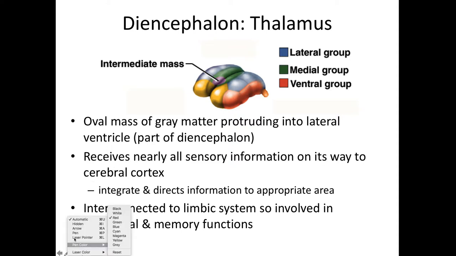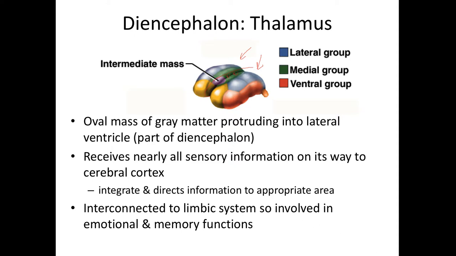So this is an oval mass of gray matter, and there's one on each side, so it is bilateral. And it protrudes into the lateral ventricle. So the lateral ventricle is nearby, and then the thalamus encloses the third ventricle. So down in this crack is where the third ventricle lives.